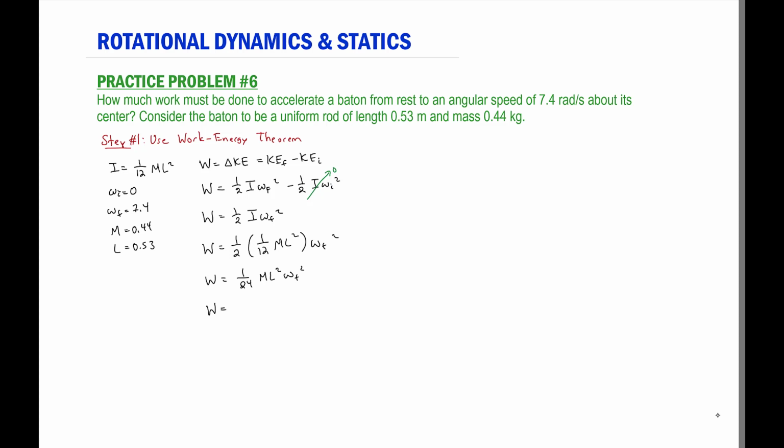So W is equal to 1 over 24 times 0.44 times 0.53 squared times 7.4 squared. And that gives us 0.282 joules. So therefore, 0.282 joules of work is done to accelerate the baton.